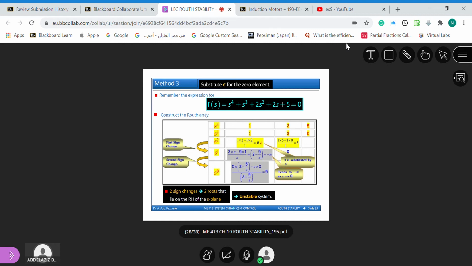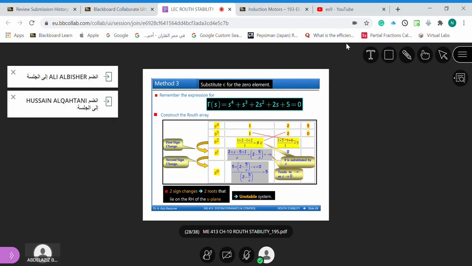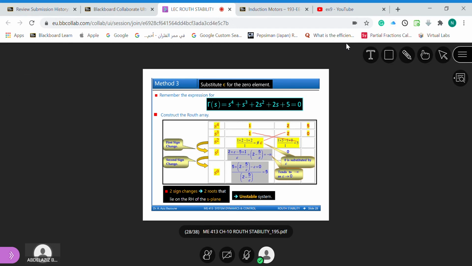So we substitute the 0 by epsilon, and then next one will be 2 multiplied by epsilon. Here, we are calculating here. This will be 2 multiplied by epsilon, minus 1 multiplied by 5, divided by epsilon. So 2 times epsilon minus 5 times 1, divided by epsilon. Or you simplify by epsilon, this will give you 2 minus 5 over epsilon. And when you take the limit when epsilon goes to 0, this is minus infinity.